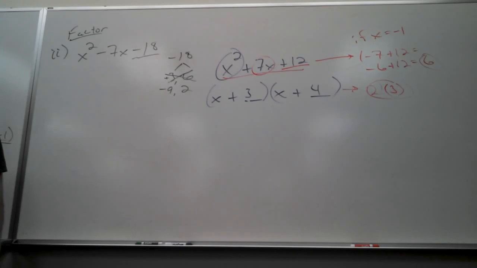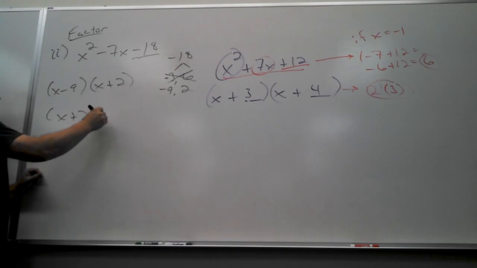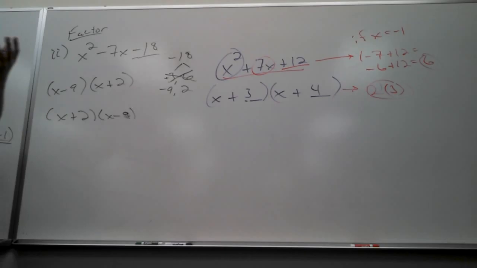Good. So how would I factor this? x minus 9 times x plus 2. If somebody wrote x plus 2 times x minus 9, are they wrong? No. Of course not, because 2 times 4 is the same as 4 times 2. Multiplication, I don't care which way you put the answer. I like it. Good, good, good. Not too bad.